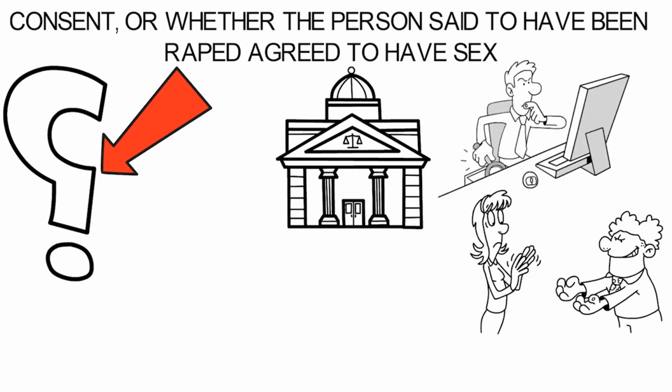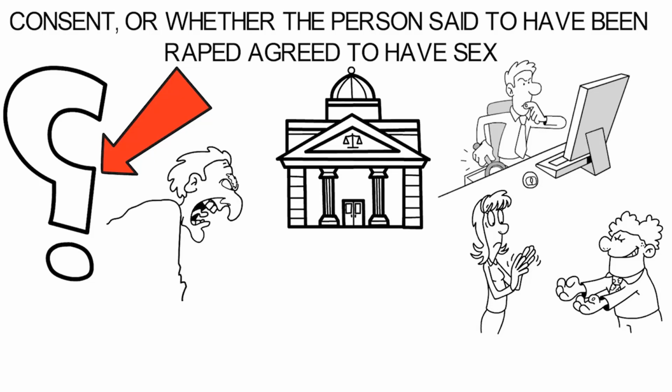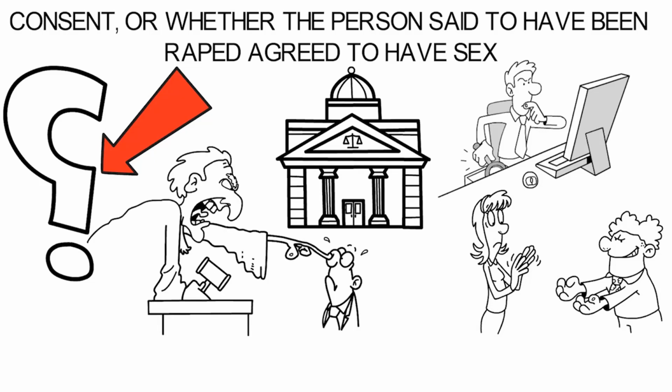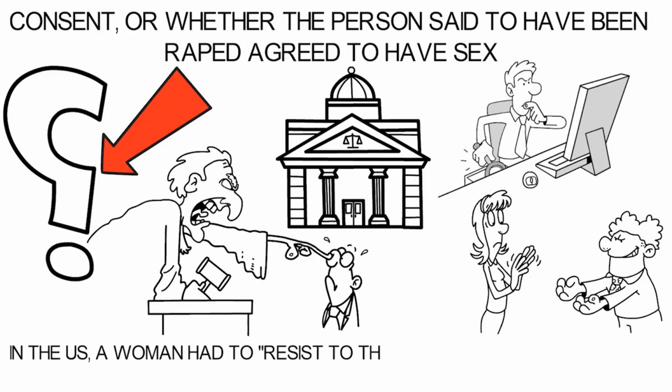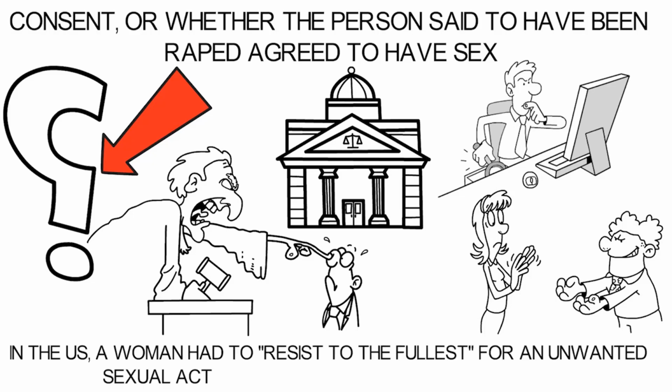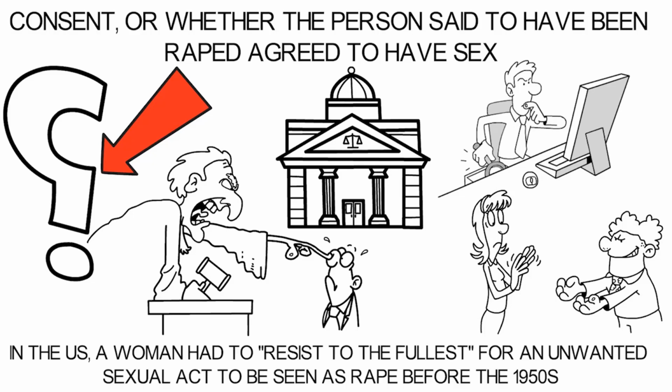Linguists are interested in what the judge and jury say to each other in court. In the U.S., a woman had to resist to the fullest for an unwanted sexual act to be seen as rape before the 1950s. The need to be legally watertight has caused some instructions to be hard for most people on the jury to understand.